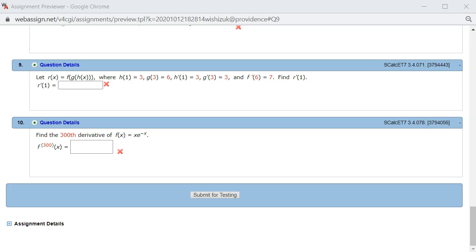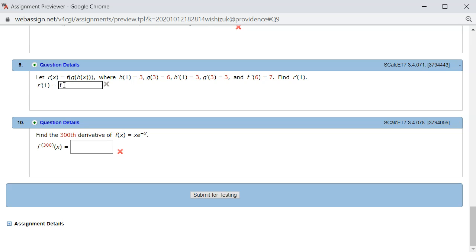All right, let's look at homework 3.4, problem number 9. We have a function r of x, which is a composition of three functions. So when you take the derivative, we're going to have to use the chain rule. So let's do that. I'm going to go ahead and take the derivative first.